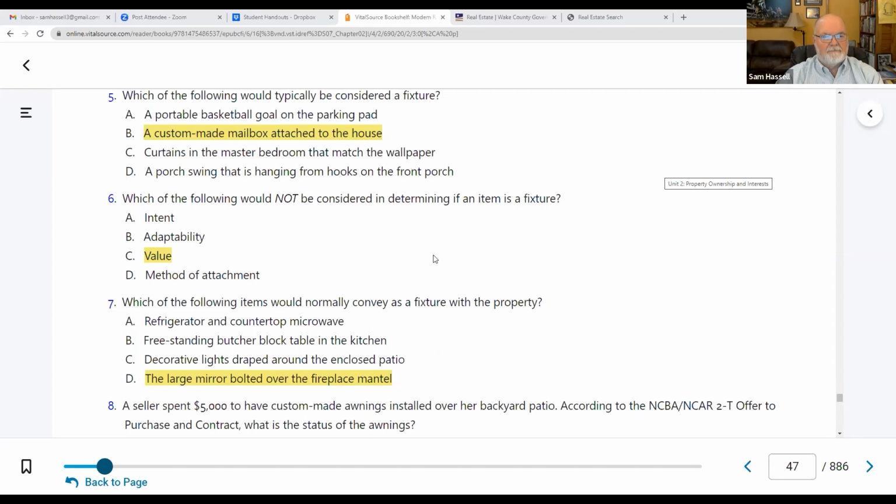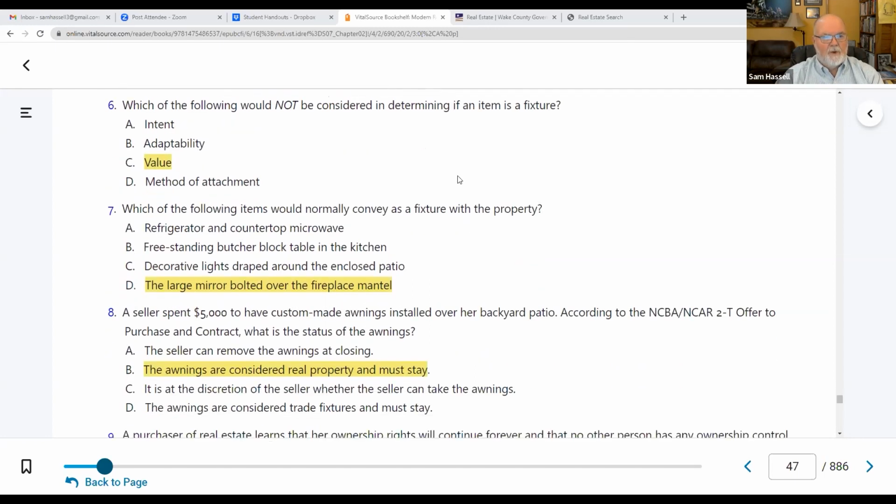Number 6. Which of the following would not be considered in determining if an item is a fixture? I just told you what they were. Value was not one of those, was it? Value is not one of those. Intent, adaptability, method of attachment, relationship to the annexer. Those all are. Value has nothing to do with the fixture.